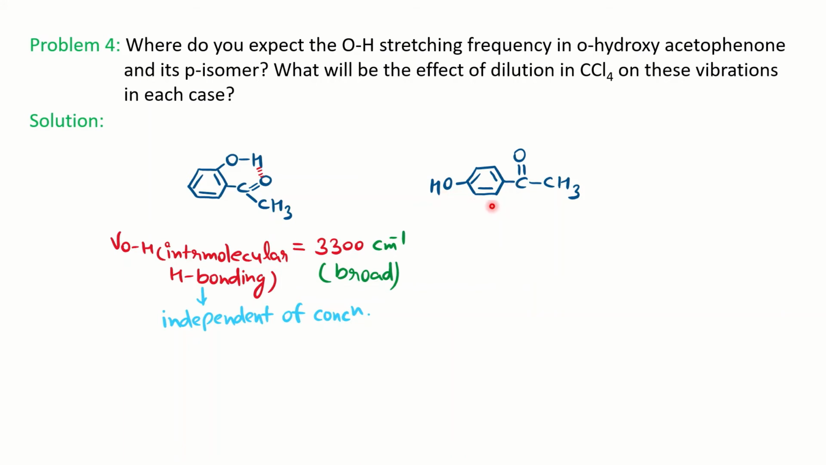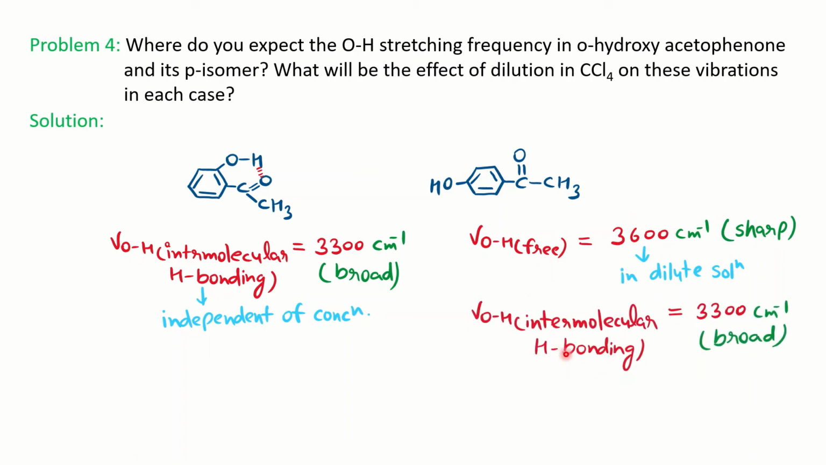While in the para isomer, you can see the chance of intramolecular hydrogen bonding is not there, but you have the possibility of intermolecular hydrogen bonding. Moreover, you will have the free hydroxyl group also along with that, 3600 per centimeter, a sharp peak, and that will be affected by dilution, because if you increase the dilution, the chances of free OH will be more. So you will get a more intense peak for the free OH, but along with that you have intermolecular hydrogen bonding also between the two molecules, which is a broad peak around 3300 per centimeter.